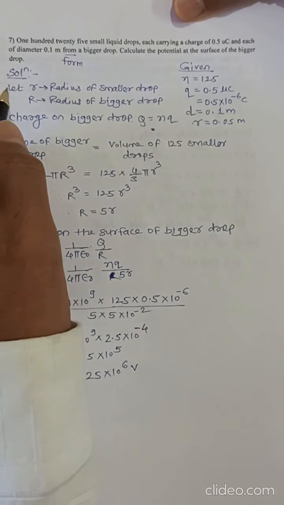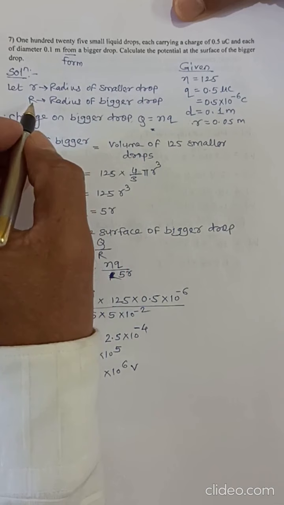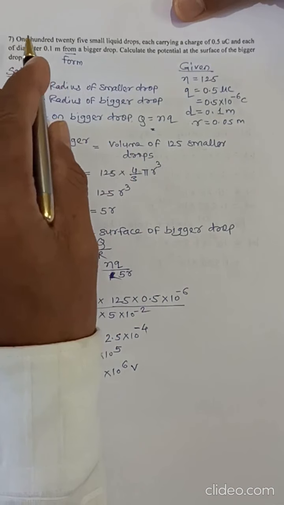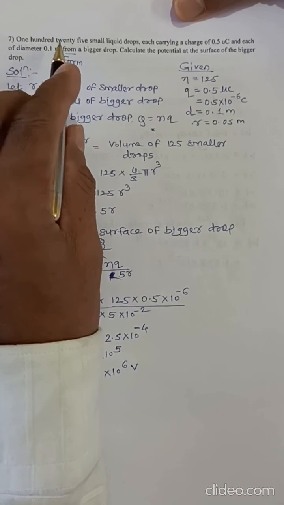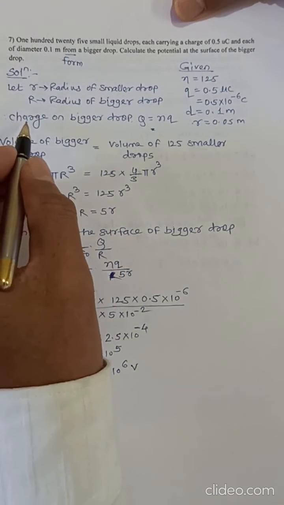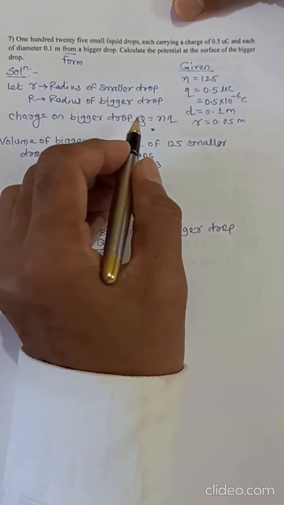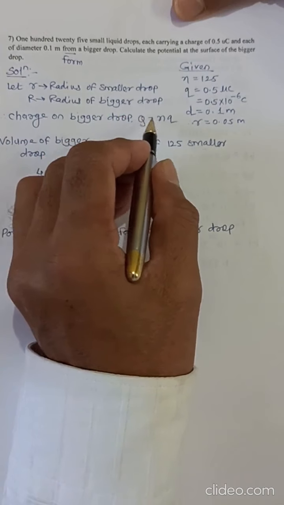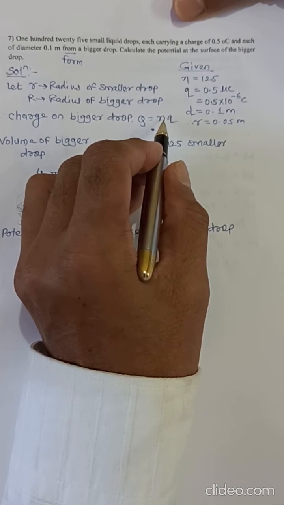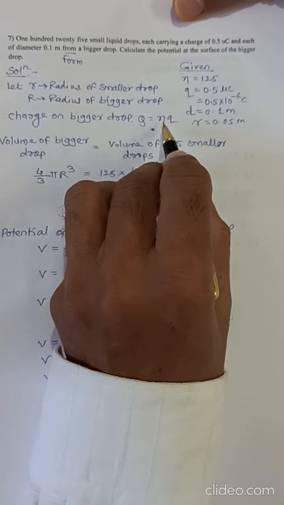Now let us suppose that small r is the radius of the smaller drop and capital R is the radius of the bigger drop. There are 125 small liquid drops. So the charge on the bigger drop is, suppose, capital Q. Capital Q is equal to the number of liquid drops multiplied by the charge on each drop. So capital Q is equal to N into Q.